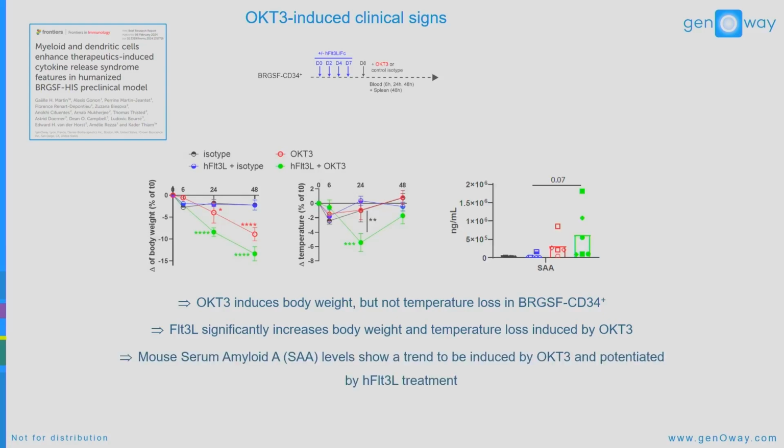What about mouse SAA, which is a marker of inflammation? Mouse SAA goes up, and that goes up together with the presence of the myeloid compartment. So the myeloid compartment enhances the cytokine release syndrome, but also contributes to the clinical signs that we are monitoring.